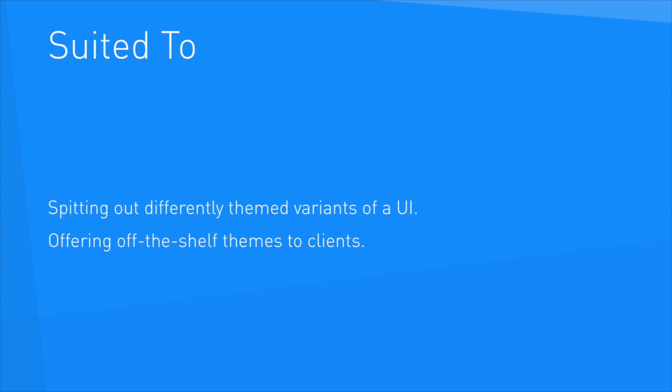This would be useful if, for example, you do a white labeled product, but you don't offer completely bespoke theming. So a client might say, yeah, I would like a license of your white labeled product, and I'd like it to be on the dark theme.